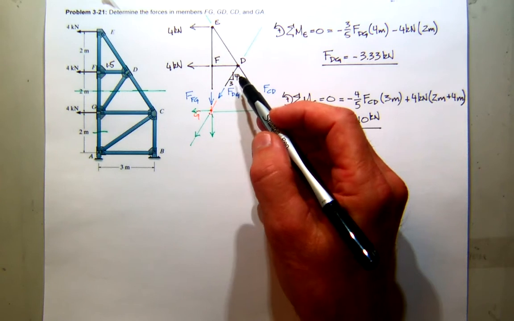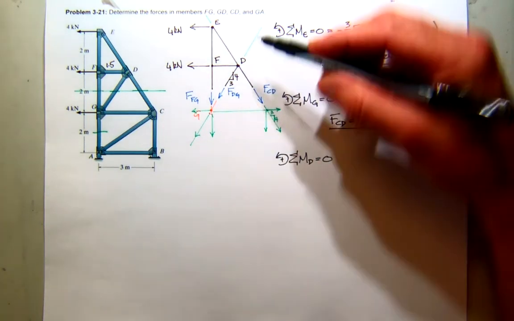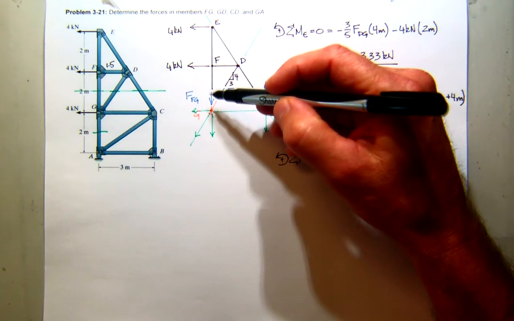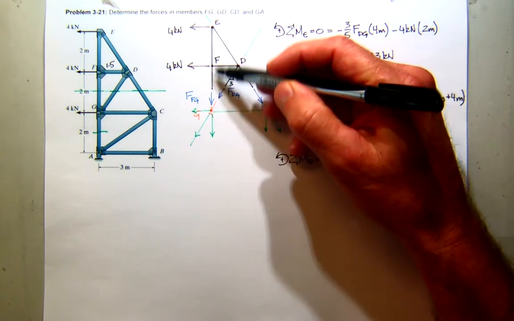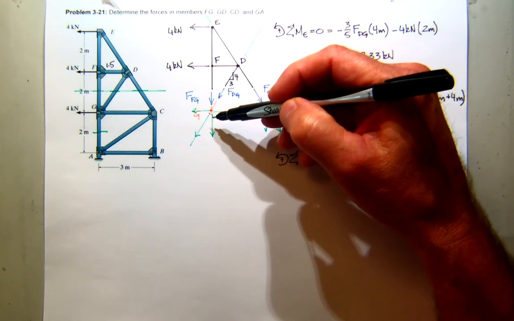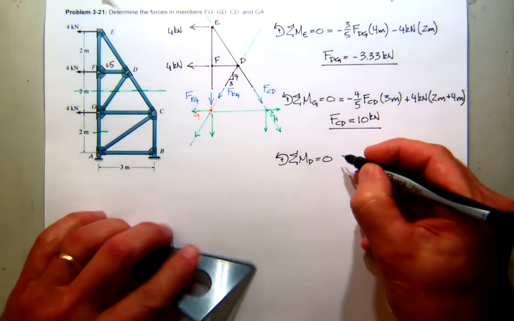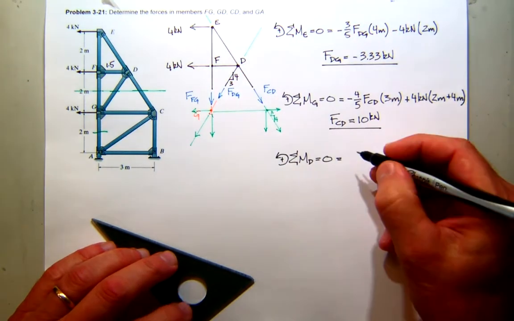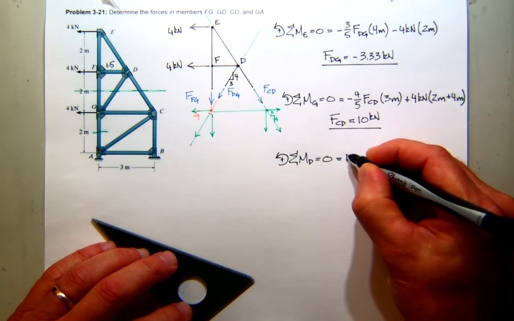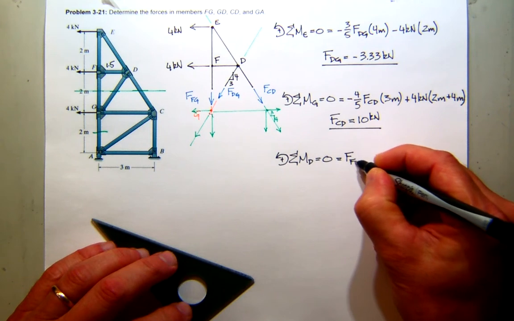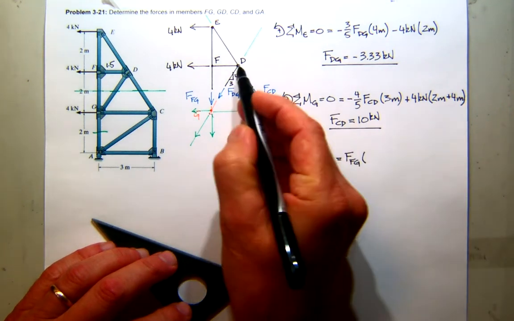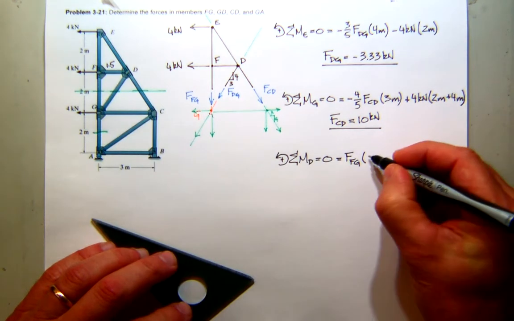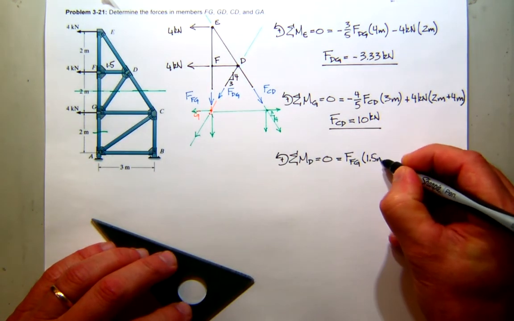But looking at D, you can see that DG and CD pass through there. So all I have to worry about is the moment of FG, and it's all vertical, so I don't have to worry about components. So about D, FG creates positive moment. So I've got the force in FG times its moment arm, which is this distance right here, which, we already looked before, was 1.5 meters.